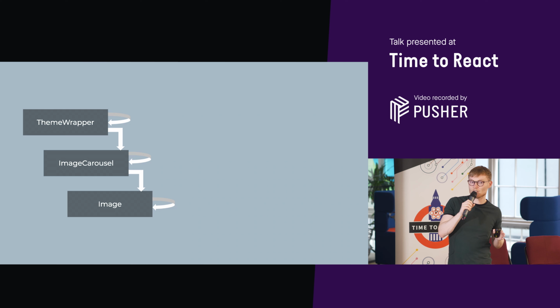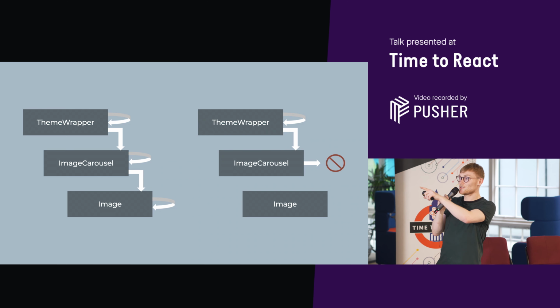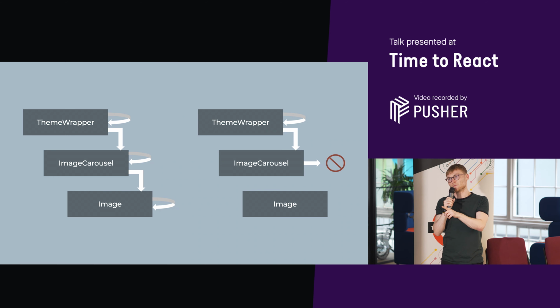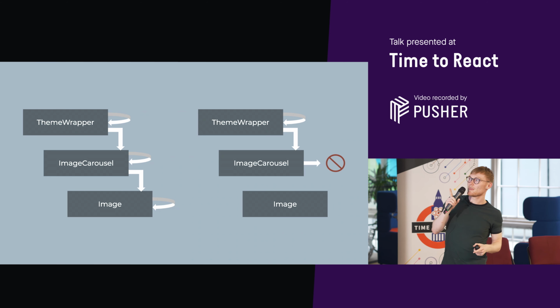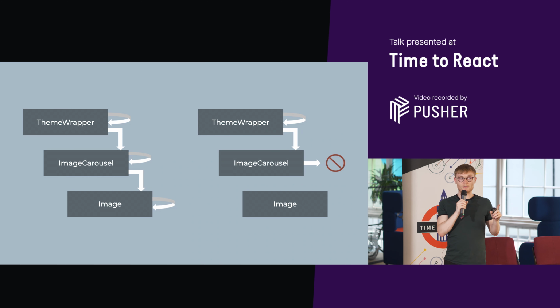However, that's nice and handy if your components are nice and regular like that. But we have another example here where we have image carousel again, but image carousel is a pure component. It's not a regular React component. When theme wrapper does update and the context updates, it's going to force image carousel to re-render. But image carousel is going to stop it from re-rendering.